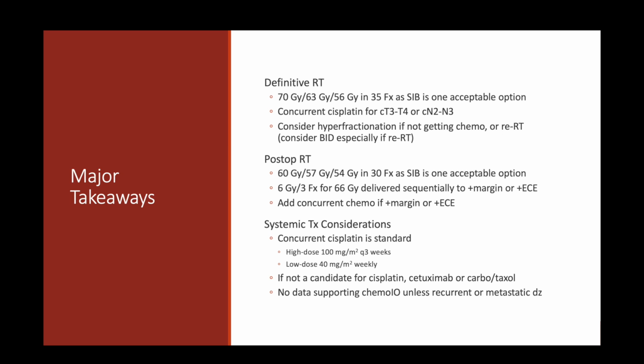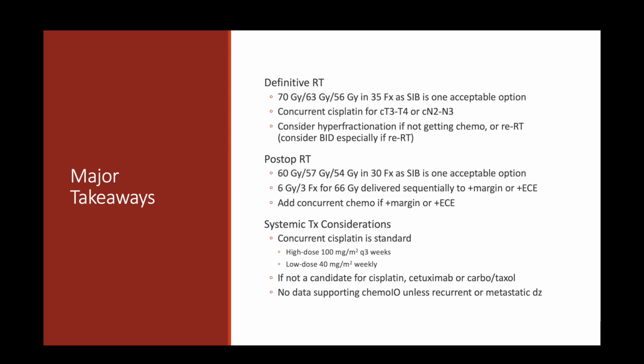So this was a ton of information, so let's just wrap it up with some major takeaways. We talked about head and neck cancer management, and typically patients are either managed with definitive radiation or with surgery. If we're treating with definitive radiation, we typically treat to around 70 gray in 35 fractions, and we can use a simultaneous integrated boost, and some of the dose levels that I gave as one acceptable option are 70, 63, and 56 gray. If patients have clinical T3 to T4 or N2 to N3 disease, we think about adding concurrent chemotherapy. And then remember, there are lots of alternative fractionation regimens.